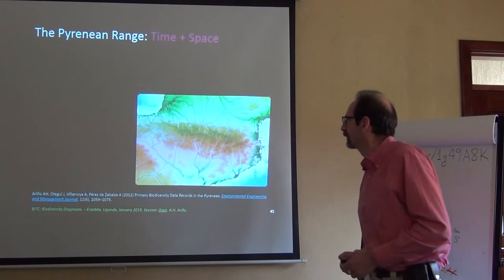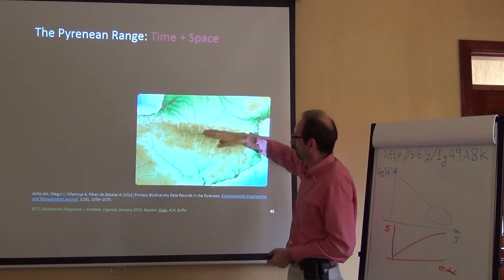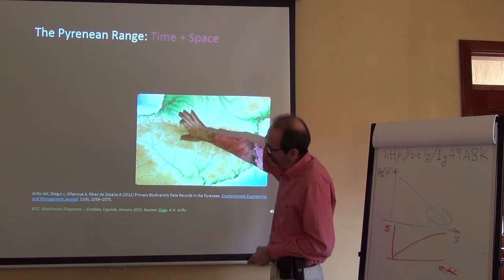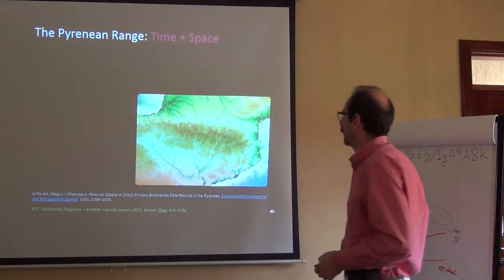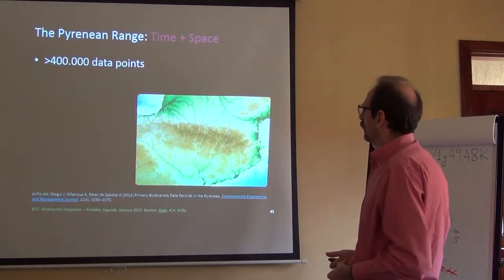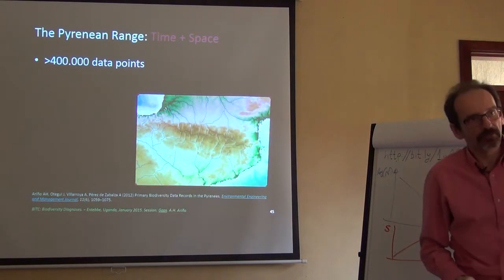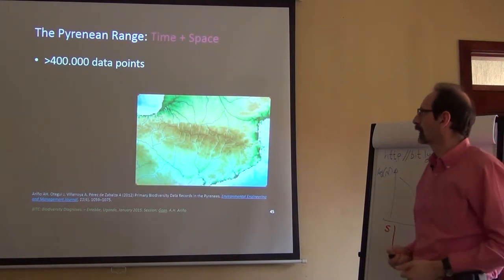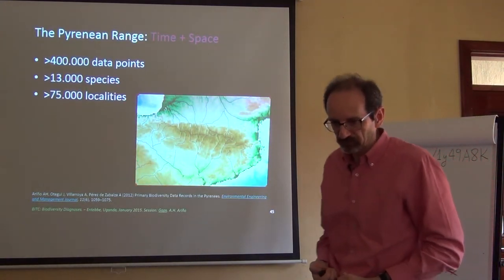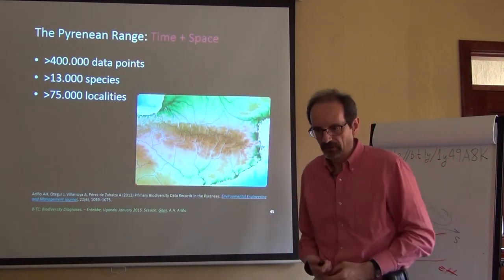Another example from a recent work. This is the border between Spain and France. And this is a range of mountains, which we call the Pyrenees. It's 3,000 meters high. And there's a lot of data from that region. If you go to GBIF, you can get 400,000 data points above the 600 meter line that belong to 13,000 species from more than 75 different localities. So it's a quite compact and interesting data set.